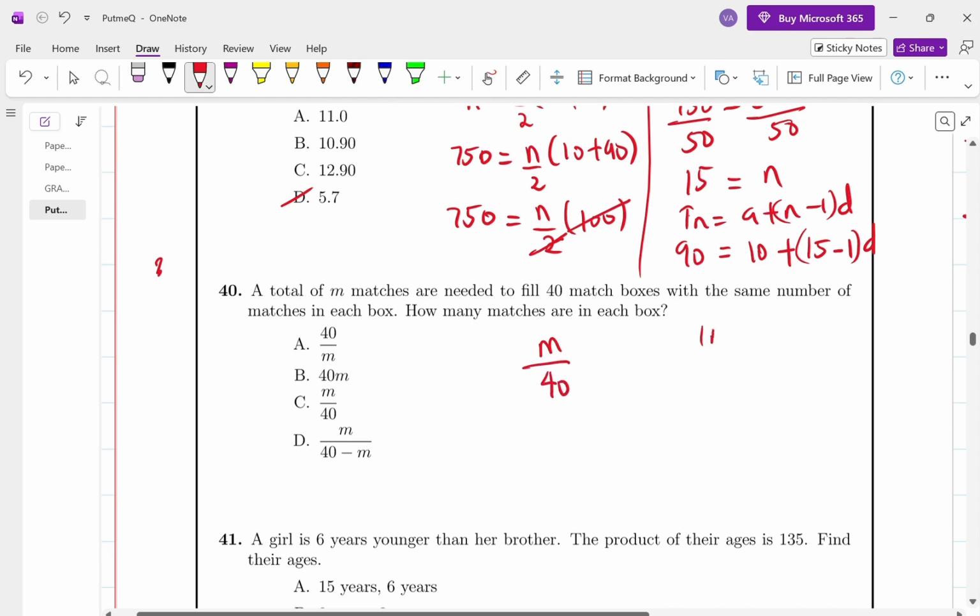So if you want to share 1 million with 40 people, to get what one person would get, you want to share it equally. You have to divide 1 million amongst 40 people. So that's m over 40. That's C.